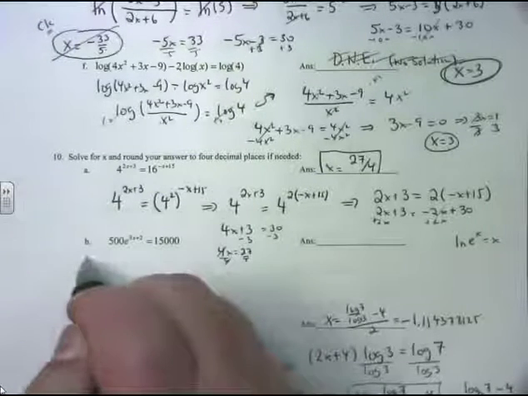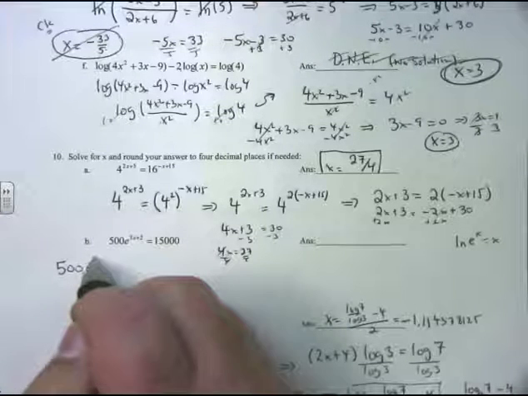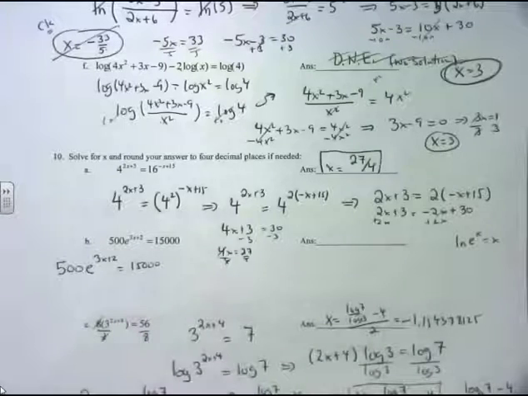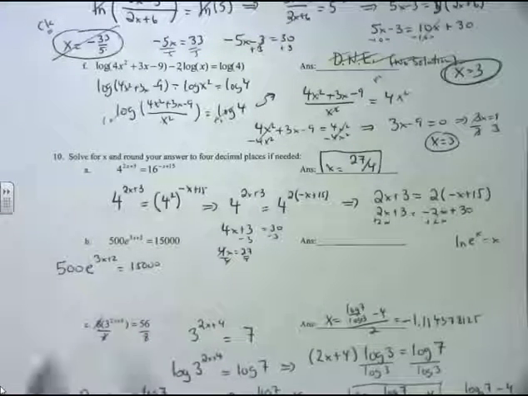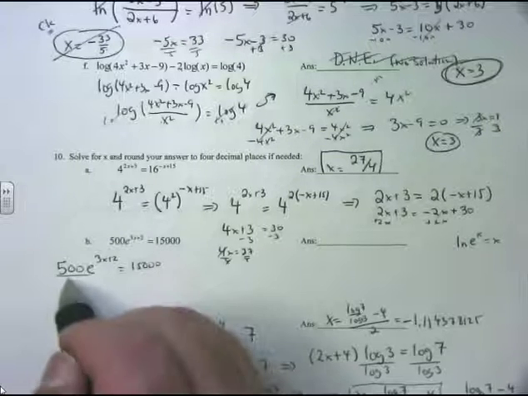And this one, I have classic, you see this one a lot. 500 times e raised to 3x plus 2 equals 1500. A classic exponential e, where the variable is in the exponent of an e. So the first thing I got to do is I got to divide by 500.